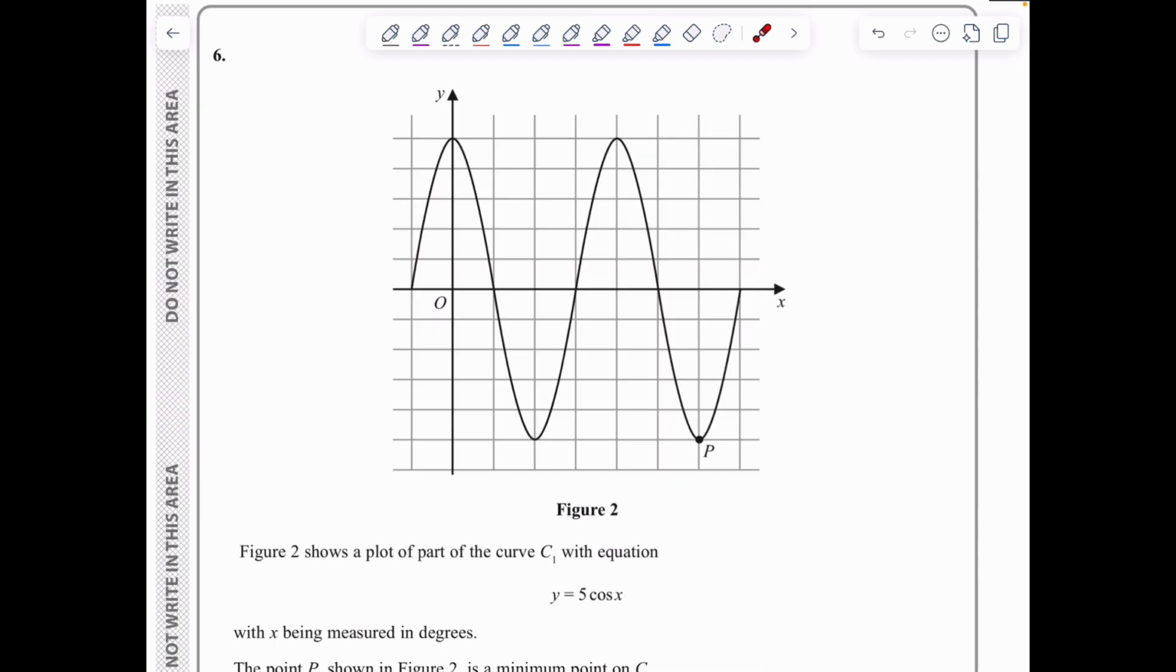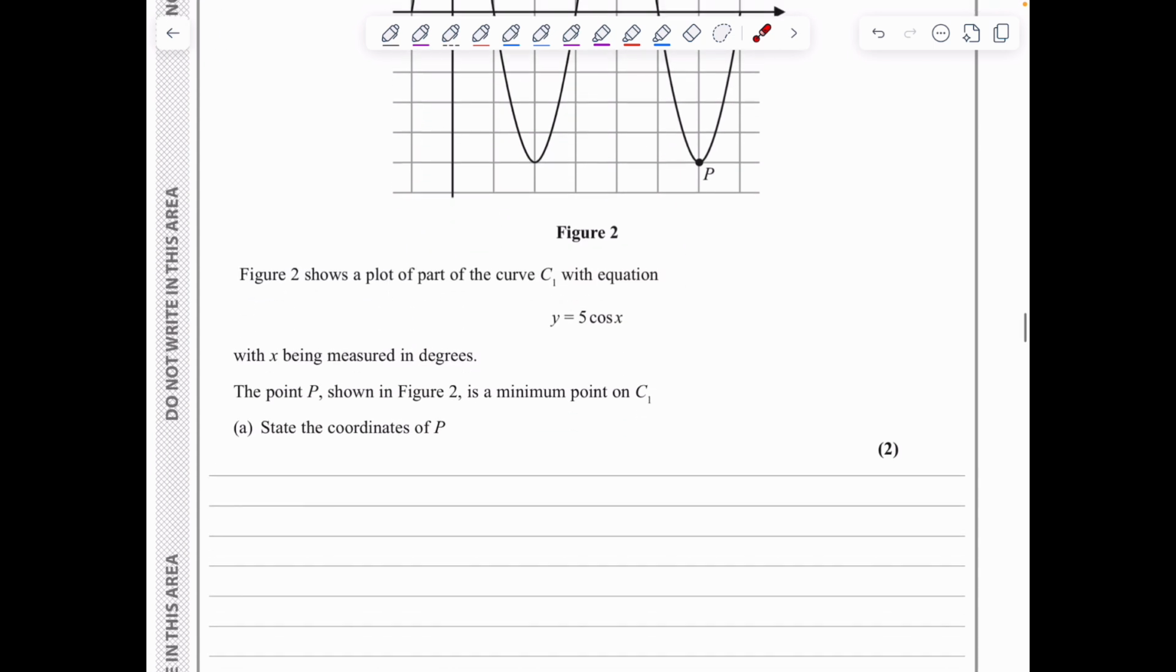In question 6, we are given a plot of y is 5 cos x. x is in degrees. And we need to state the coordinates of point P. The point P is here. Well, let's start by considering the effect of this transformation. The 5 there means that we multiply y by 5.